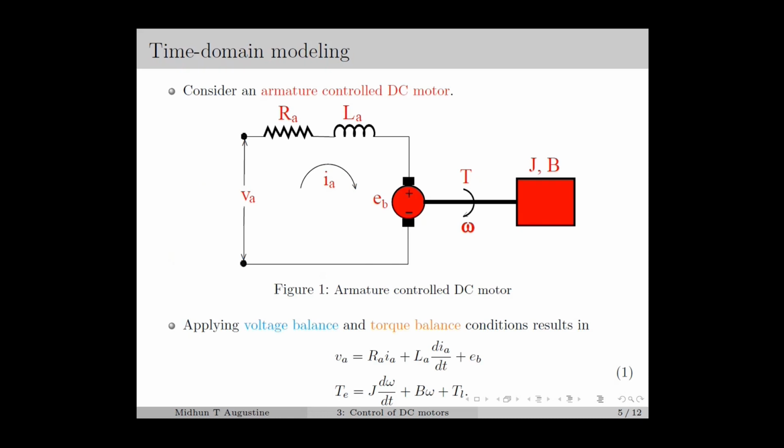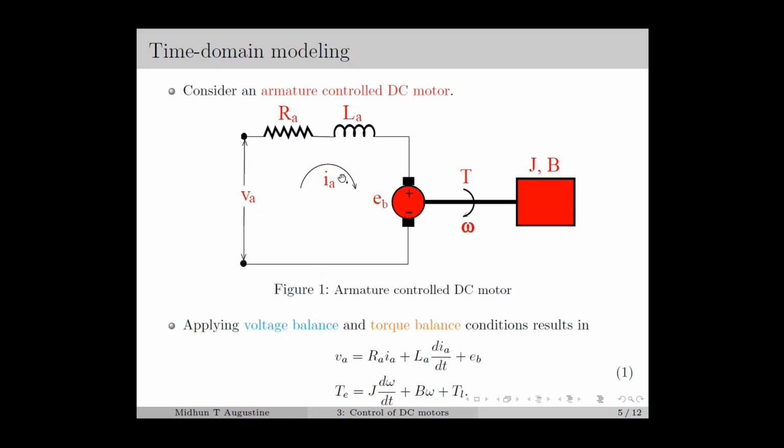Let's start with the time domain modeling, in which we consider an armature controlled DC motor as given in figure 1. Here, VA is the voltage applied to the armature, IA is the armature current, RA is the armature resistance, LA is the inductance of the armature, EB is the back EMF, T is the torque, omega is the angular velocity, J and B are the moment of inertia and the friction coefficient of the load.